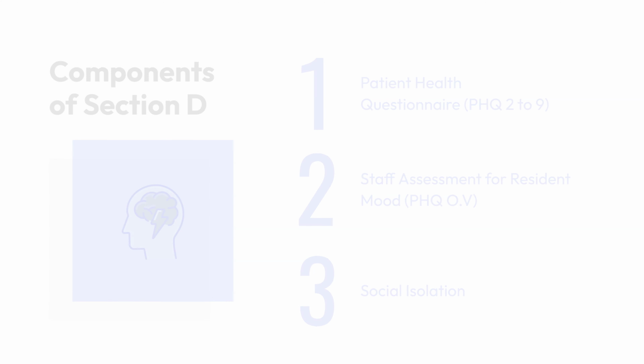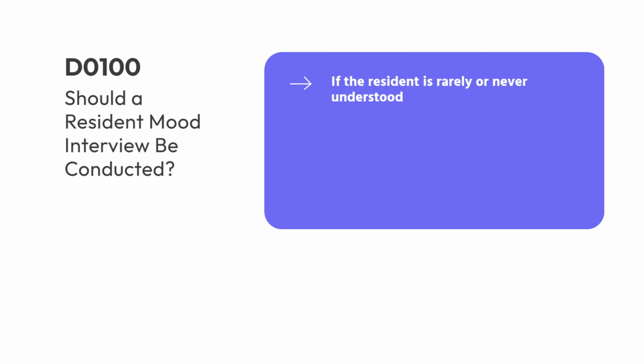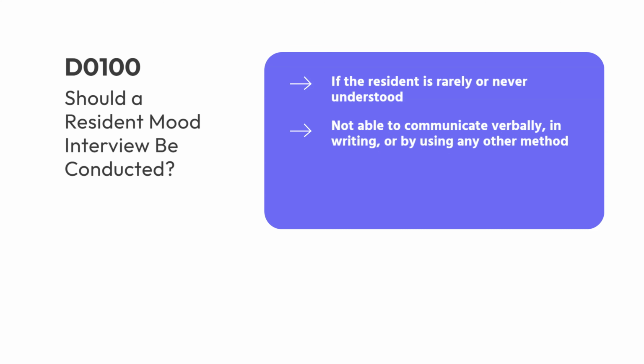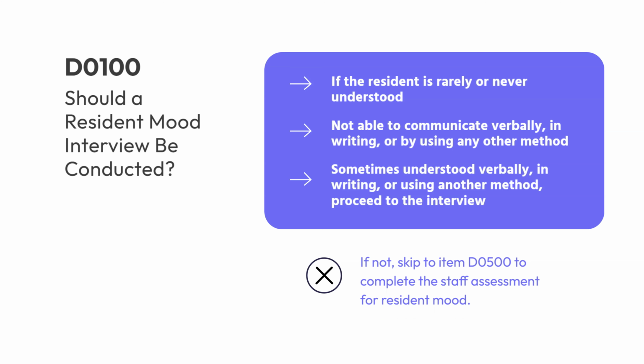Our section begins with item D0100, where we are asked if a resident mood interview should be conducted. Here, we will be simply determining if the resident is rarely or never understood, which is typically limited to residents that are not able to communicate verbally, in writing, or by using any other method. If the resident is at least sometimes understood verbally, in writing, or using another method, proceed to the interview. If not, skip to item D0500 to complete the staff assessment of resident mood.